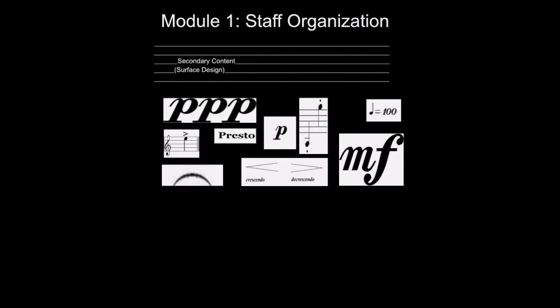Articulation is presented by slurs over several notes that suggest legato, connected playing. And a dot above or below the note head implies staccato, detached playing. We can say that these symbols on or around the staff constitute secondary musical content in a role of surface design.